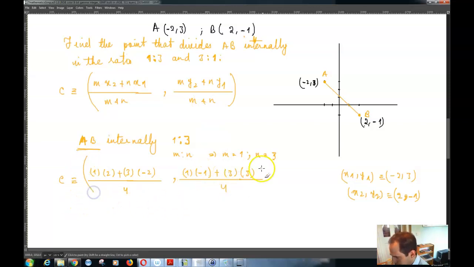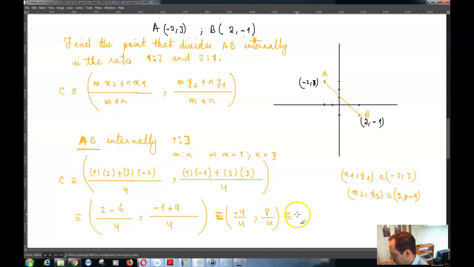Now this is equal to 2 minus 6 over 4, and over here I have -1 plus 9 over 4, which is equal to -4 over 4 comma 8 over 4. 8 over 4 is the same thing as (-1, 2).